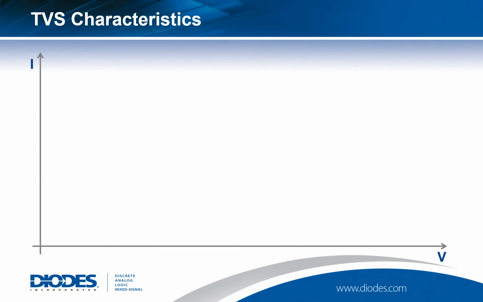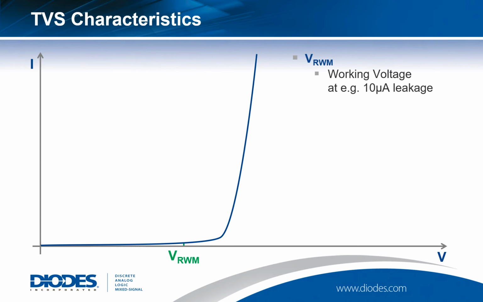So let's have a look at the characteristics of the TVS. The IV characteristic is akin to any other Zener device, that once a certain voltage level is reached, then there's a breakpoint in the characteristic, at which point the current conducted will increase rapidly. There's a number of parameters on the datasheet, and it's important to understand how they fall into the IV characteristic. So to begin with, VRWM, the reverse working voltage.